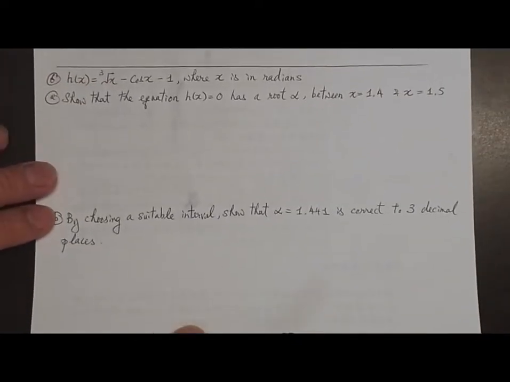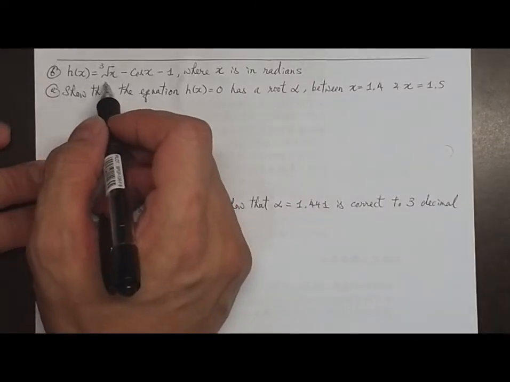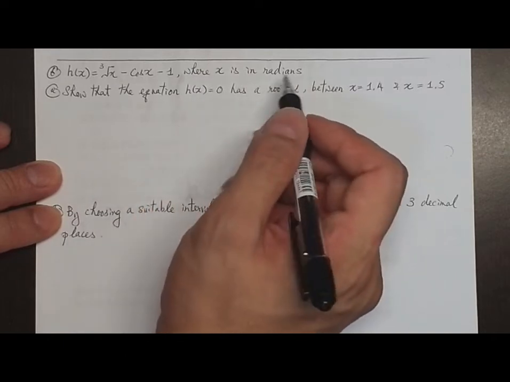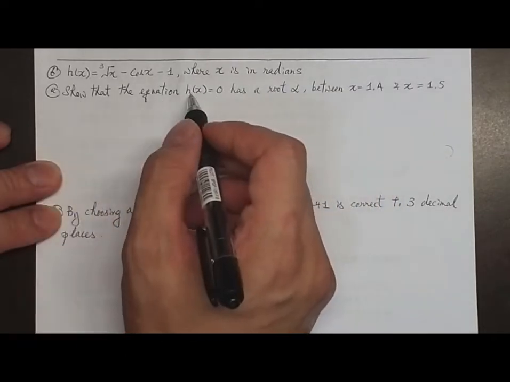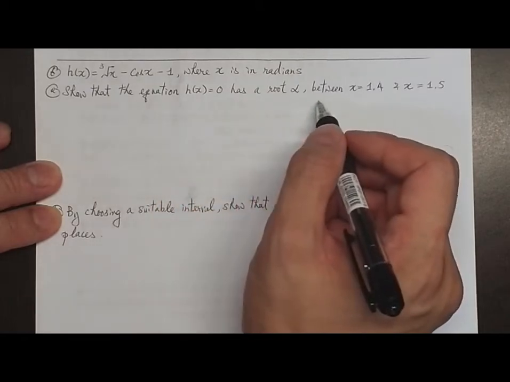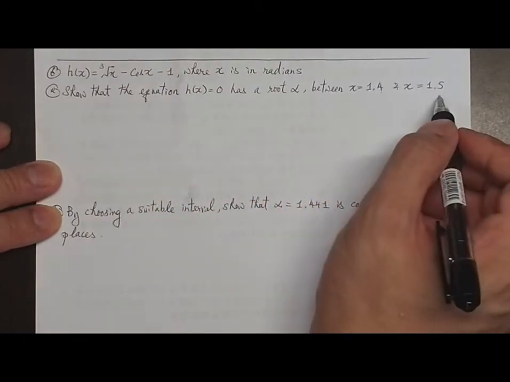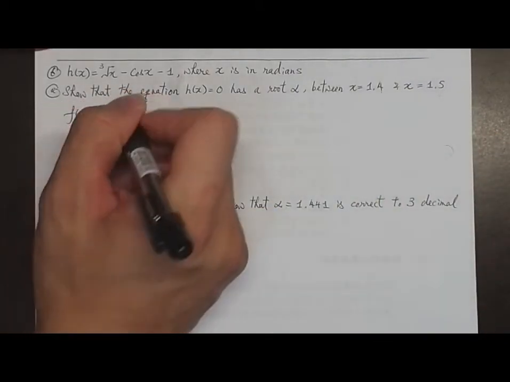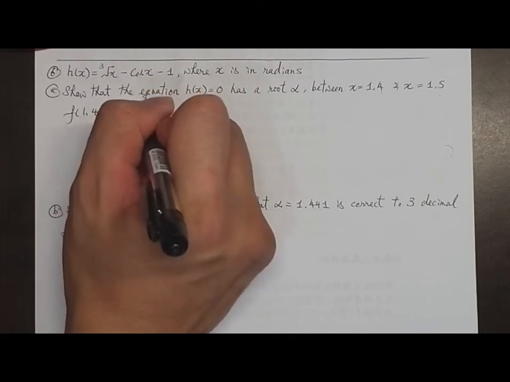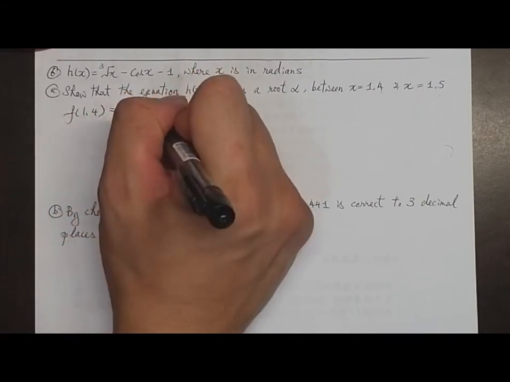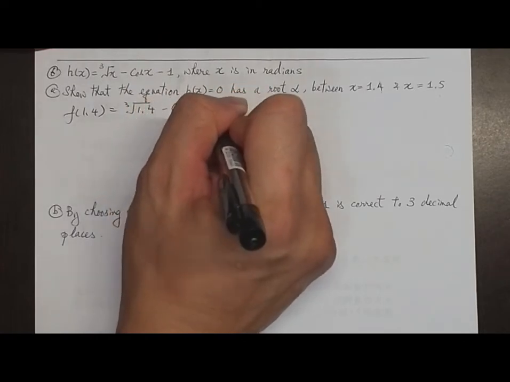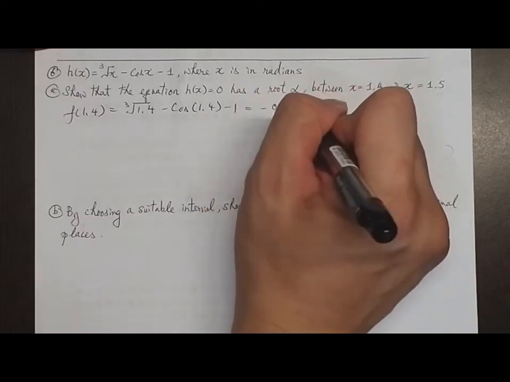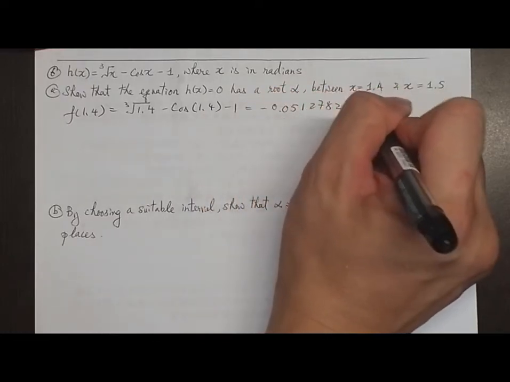And question number 6. h(x) = cube root of x − cos x − 1, where x is in radians. Show that the equation h(x) = 0 has a root alpha between 1.4 and 1.5. So we substitute 1.4 into this. We get cube root of 1.4 − cos 1.4 − 1, we get −0.0512728. This is a negative number.